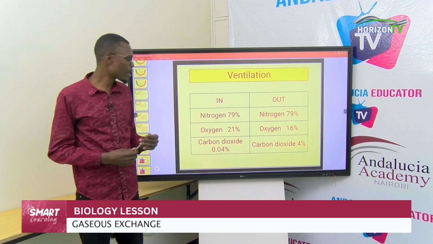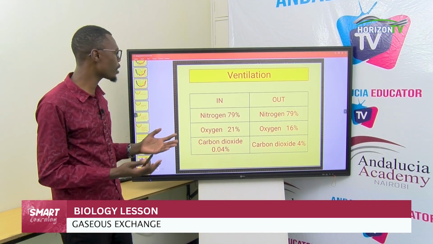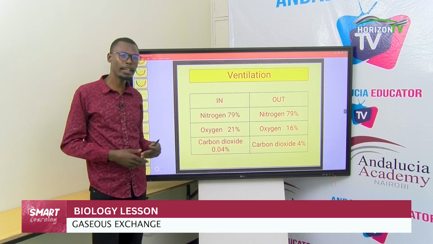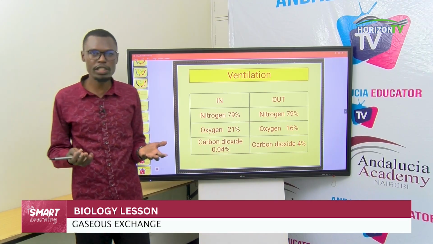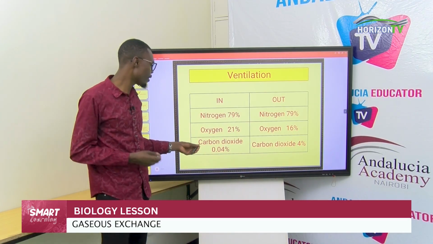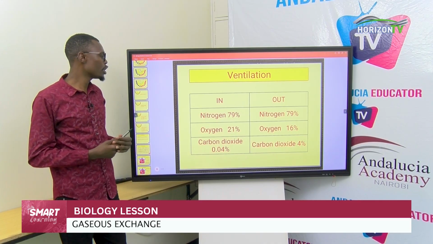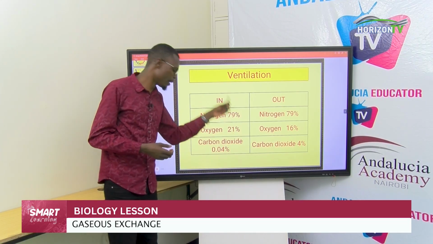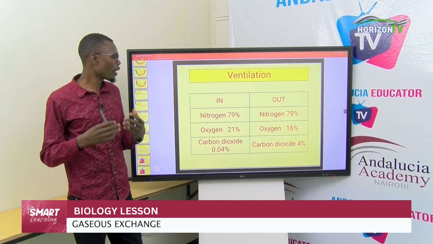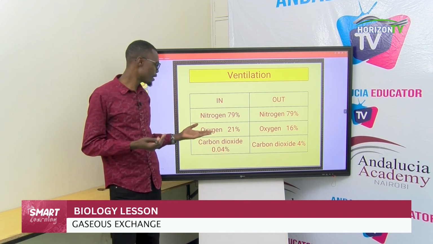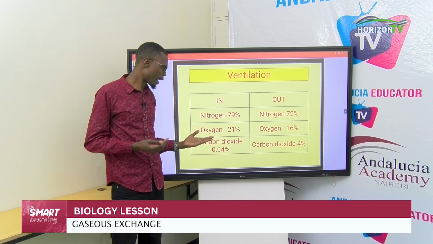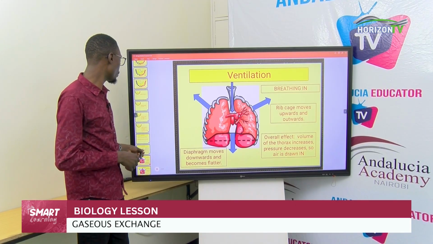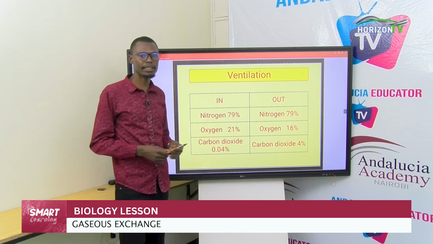As you know, the atmospheric air contains all the gases, including nitrogen, oxygen, carbon dioxide, and even water vapor. There are percentages of these gases that get into the body. So you will breathe in air containing oxygen, nitrogen, carbon dioxide. When we come to nitrogen, the nitrogen that you take in is 79%.